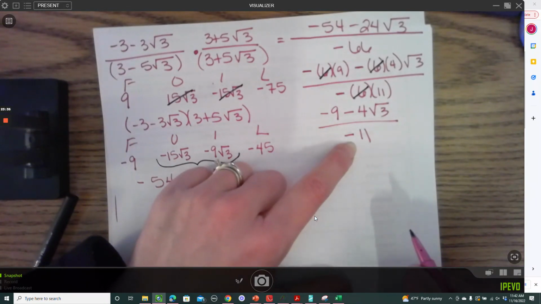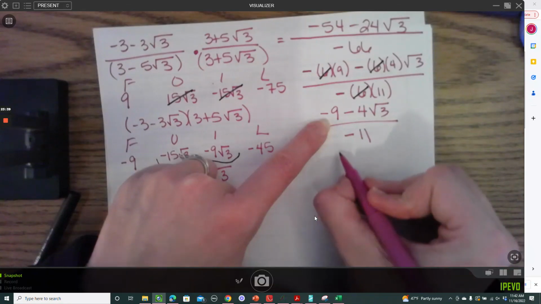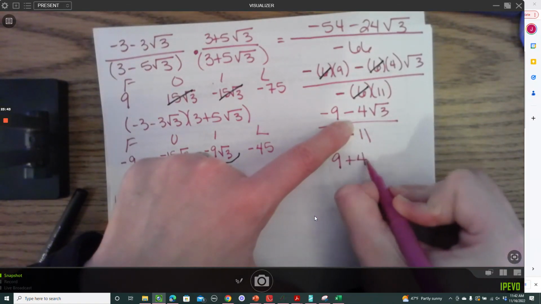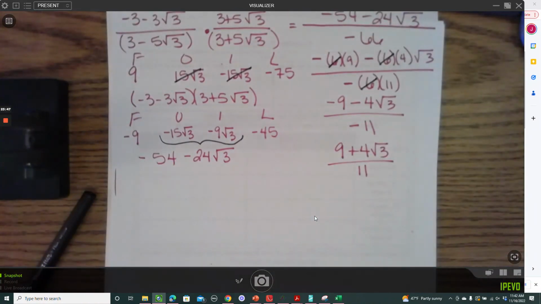Final step is to get rid of the negative on the bottom. So everybody on the top flips. Negative 9 becomes positive 9. Minus 4 becomes plus 4 square root of 3. Negative 11 becomes positive 11. And I believe that is Sheriff.